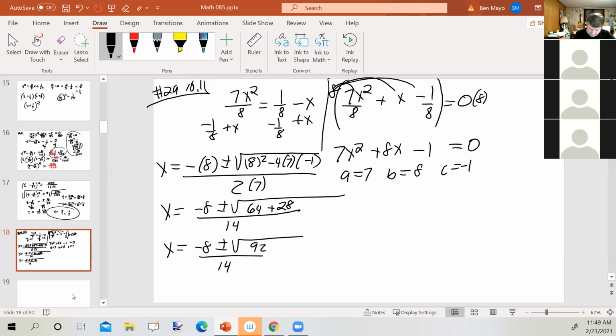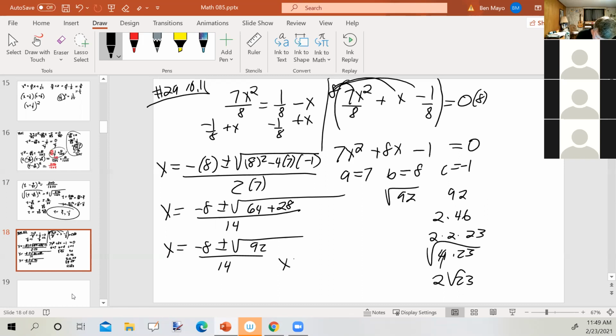Now, I can simplify, or at least I'm going to try to simplify the square root of 92. Let's see, 92 would be 2 times 46, which is 2 times 2 times 23, or 4 times 23, which would be 2 square roots of 23. So x equals -8 plus or minus 2 square roots of 23 all over 14.